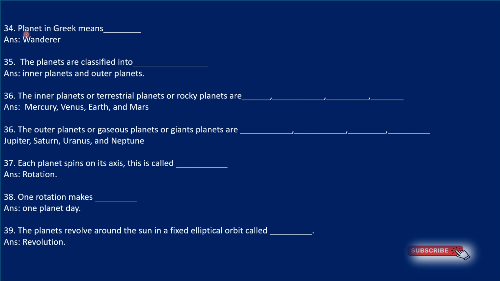Let us see the next one. The word planet in Greek means, what is the meaning of planet in the Greek language? Wanderer. The planets are classified into inner planets and outer planets.